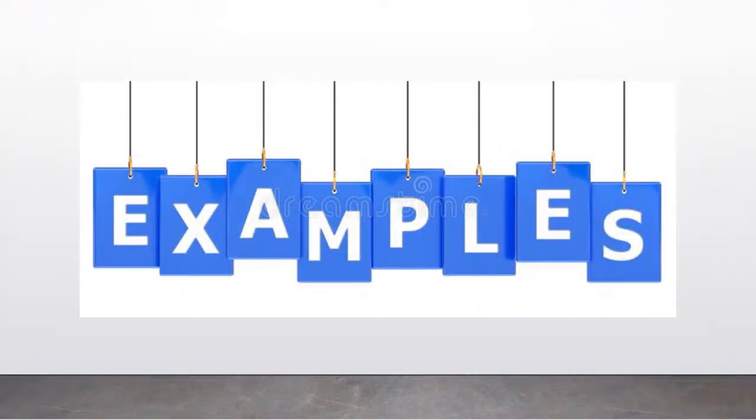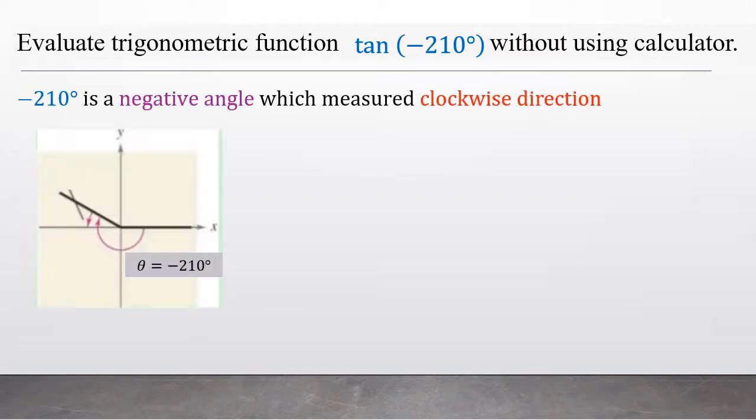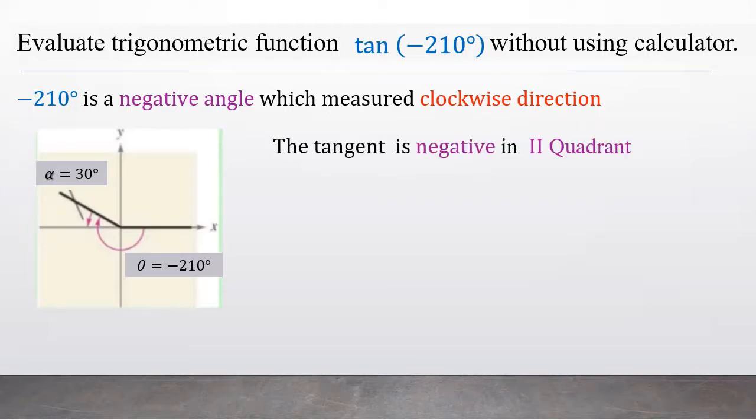Let's go through some examples here. We are going to evaluate the trigonometric function, tangent of negative 210 degrees, without using calculators. So since negative 210 is a negative angle which is measured in the clockwise direction, we notice that it will be in the second quadrant with the reference angle of 30 degrees. So the tangent is negative in the second quadrant. Therefore, the tangent of minus 210 degrees is equivalent to negative tangent 30 degrees.